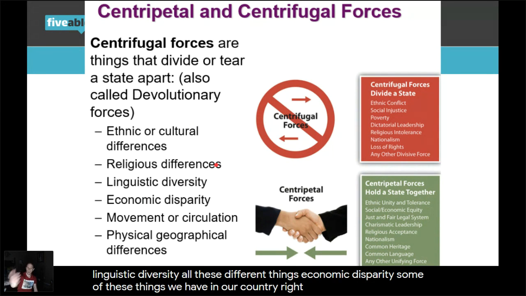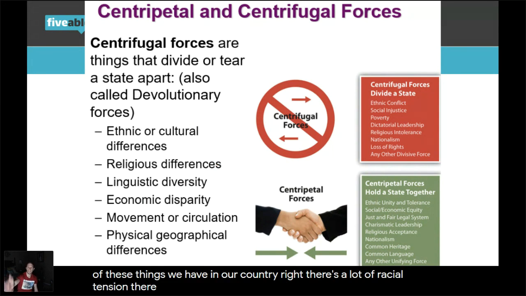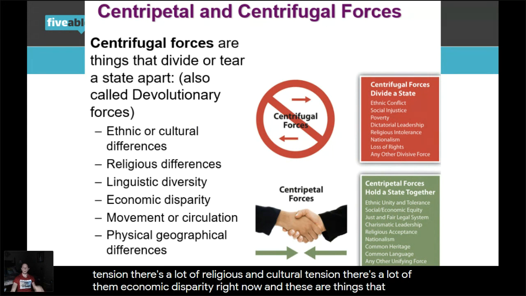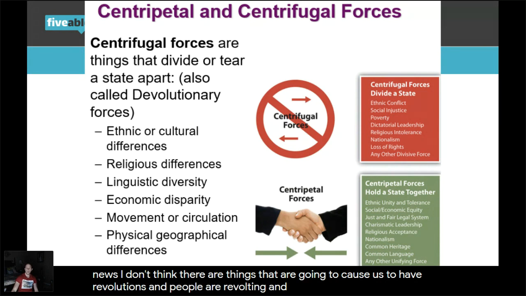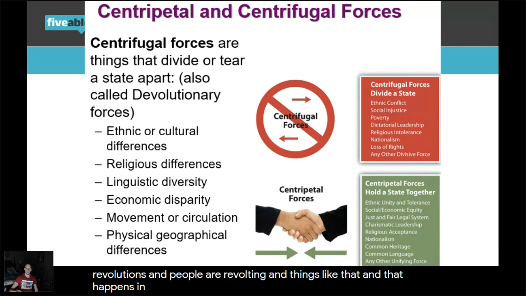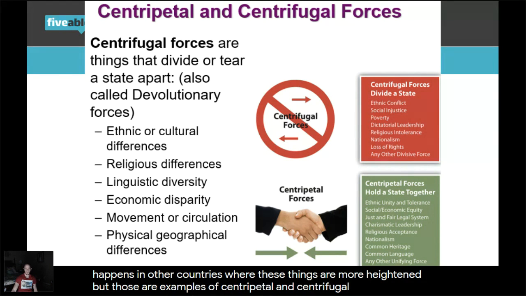There's a lot of racial tension. There's a lot of religious and cultural tension. There's a lot of economic disparity right now. These are things that are in the news. I don't think these are things that are going to cause us to have revolutions and people revolting, and that happens in other countries where these things are more heightened. But those are examples of centripetal and centrifugal forces, for sure.